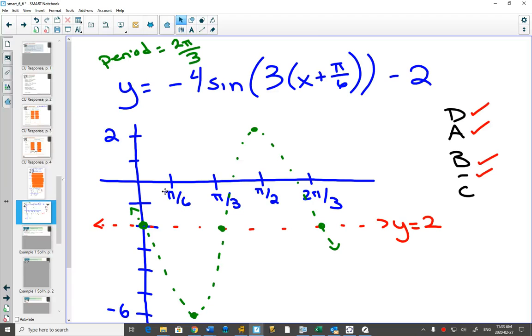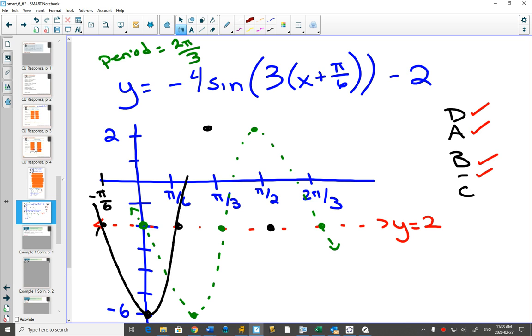And finally, the phase shift. We need to go pi over 6 to the left. Okay? We've got pi over 6 already labeled on our graph. So you would know if I go the same distance, that's where negative pi over 6 would be. I take each of my points and shift them over that distance. And now we've done the C part. And we've graphed it completely.